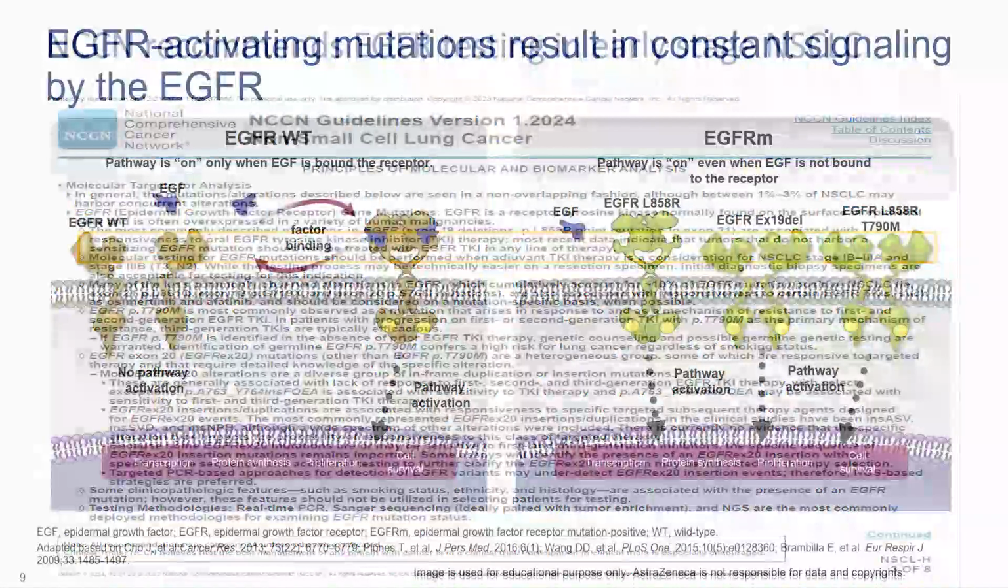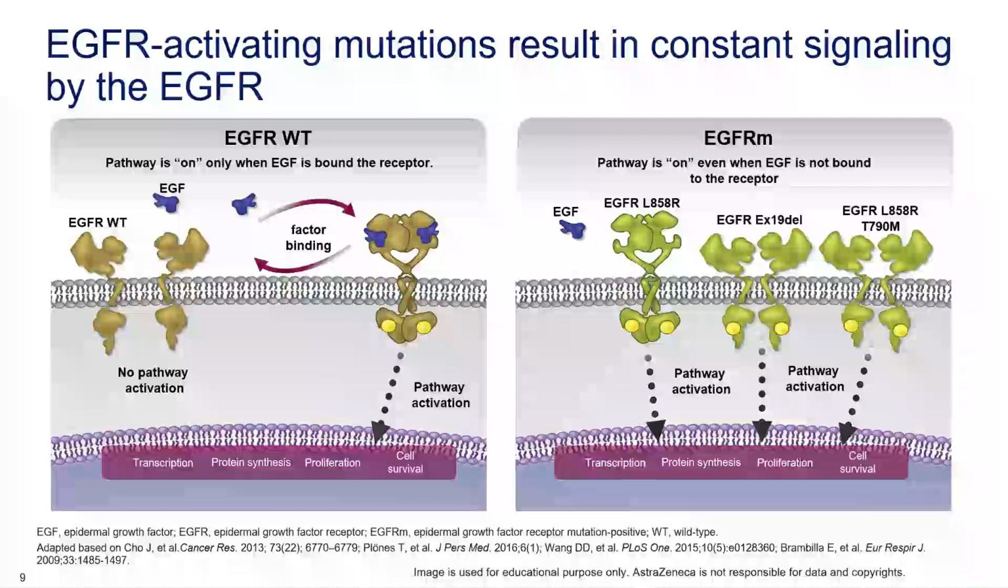EGFR activating mutations result in constant signaling by the EGFR. So there will be auto-signaling, which is itself a self-sustaining signal that stimulates the cancer cell with upregulation of the downstream pathways. This is how the EGFR mutated cancer cell, on the right side, differs from the wild type. The pathway is continuously activated because of the mutations affecting the EGFR receptors. Next slide.